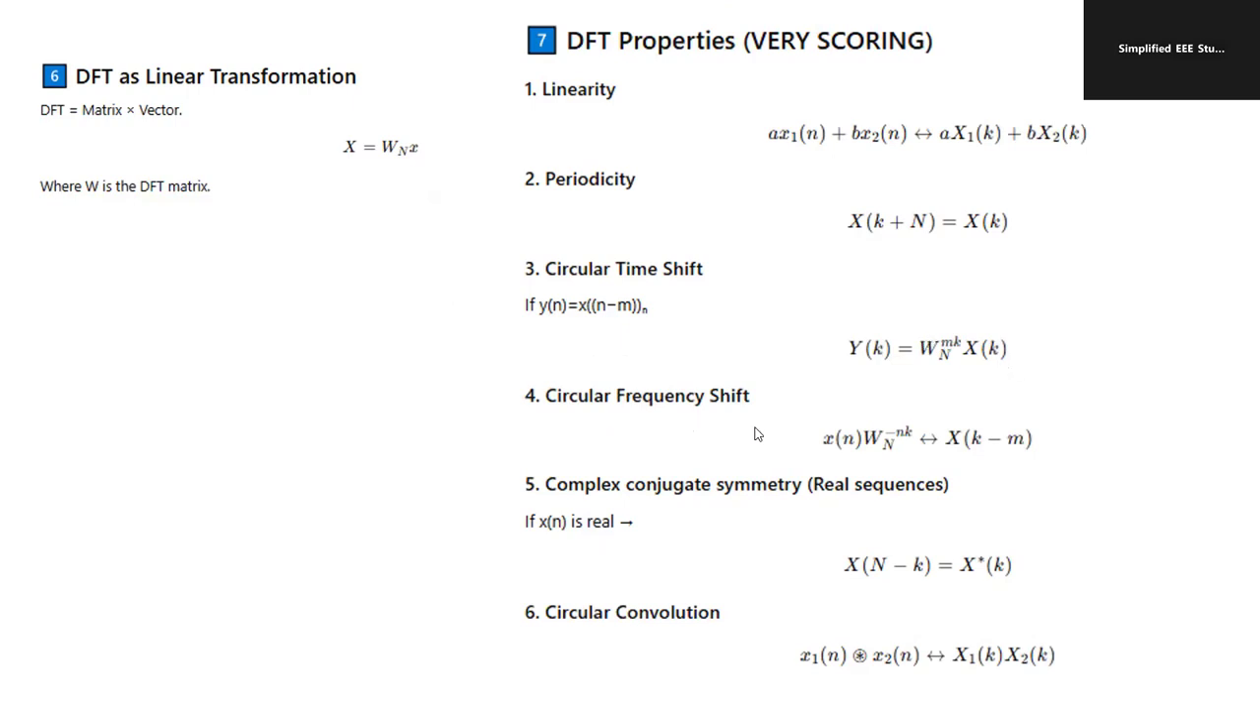What is circular phase shift? x(n) W_N^(-nk) is equal to X(k minus m). Complex conjugate summary: x*(n) is equal to X*(N minus k). Circular convolution: x1(n) circularly convolved with x2(n) is equal to X1(k) into X2(k). Remember that.